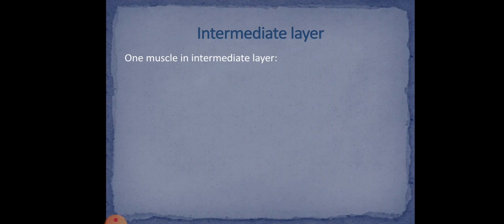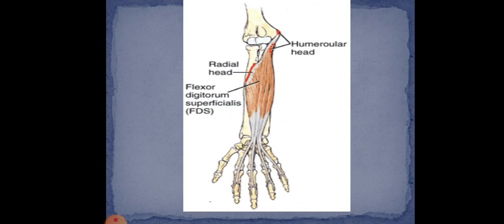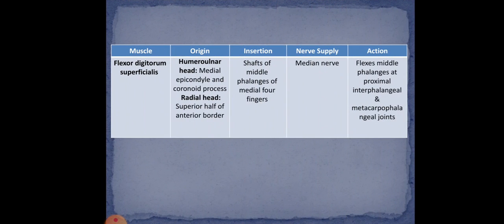In the intermediate layer, we have a muscle that has four tendons, which is flexor digitorum superficialis. The insertion of this muscle is very important, which is inserted in the shaft of the lateral four digits. So this muscle produces flexion of the wrist and also produces flexion at the metacarpophalangeal joint and proximal interphalangeal joint. Okay.